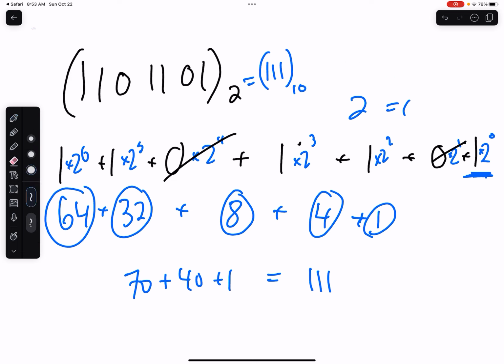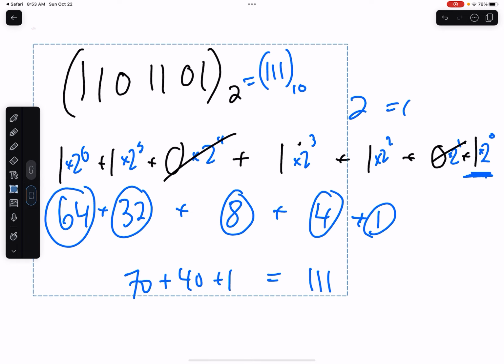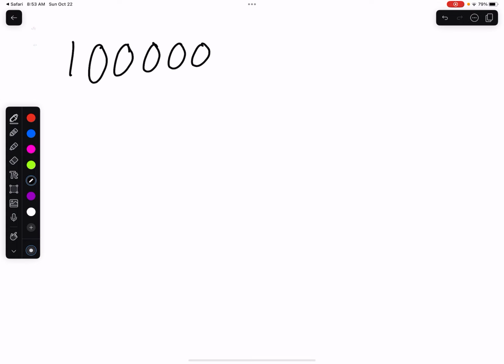Let's just do one more weird one. Again, I just want to make sure this is making sense for you. So let's try one more. All right, so this one's going to be particularly weird. I have 1. Let's give myself a lot of zeros. I mean, this looks intimidating. This is in base 2, and we're going to go to base 10. We're going to go to decimal.